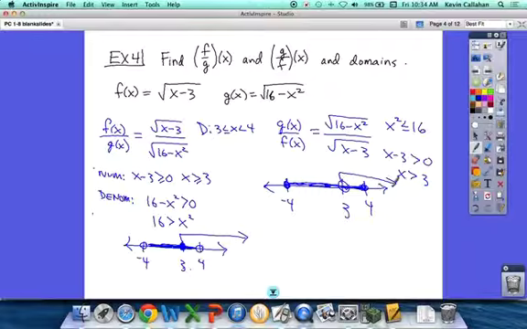So the only thing different between our domain in the first one and in the second one is the or equal to part of it. Now this domain is 3 is less than x is less than or equal to 4.